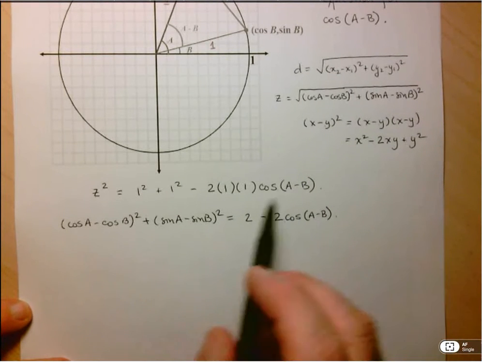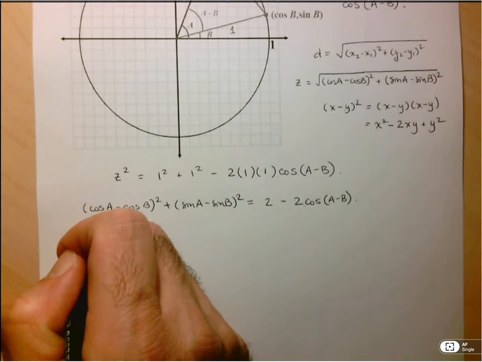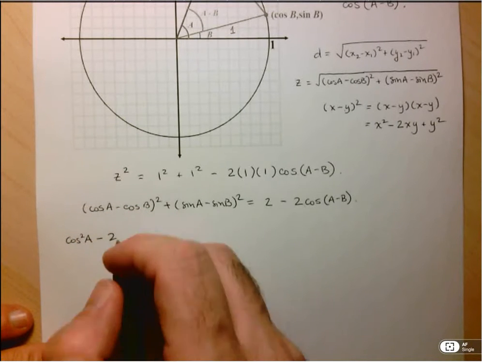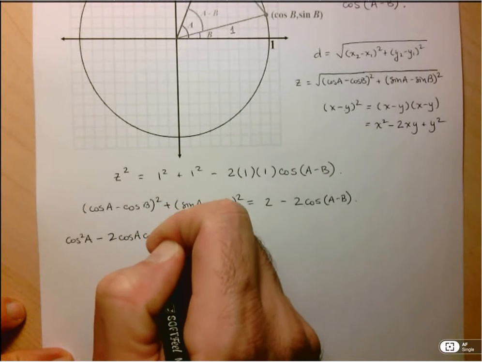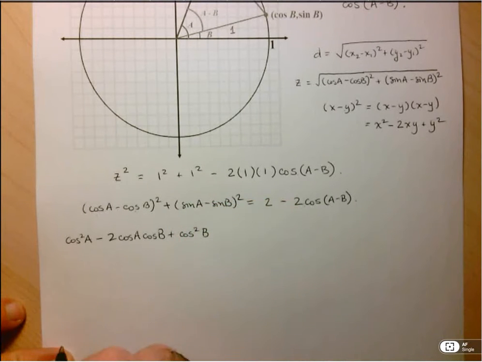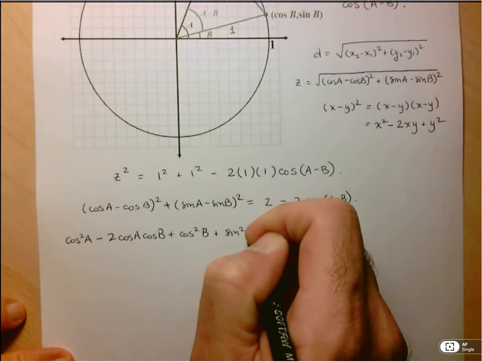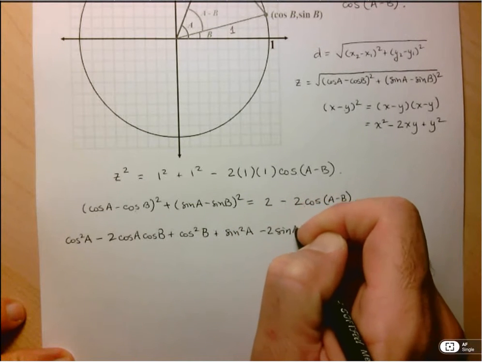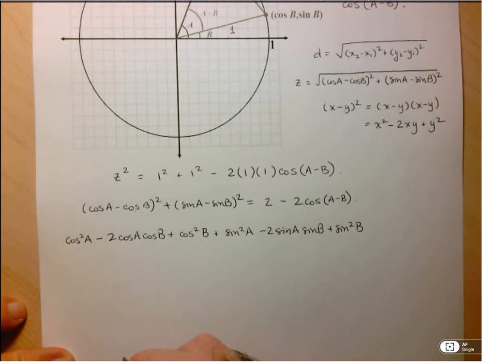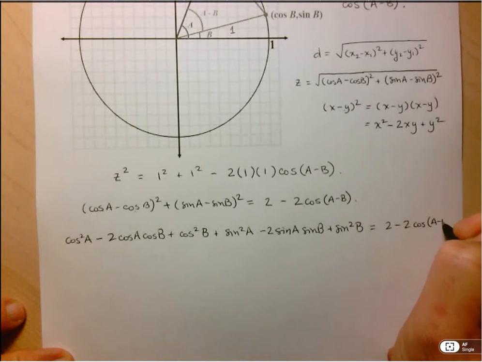So I'm going to apply this here to these two squares of binomials. It's going to be the square of the first, so cos squared A, minus 2 times the product of the two terms, so cos A cos B, plus the square of the second, so plus cos squared B. Now I'm going to do the same thing with the second one. I'll do this one a little faster. So this will be sine squared A minus 2 sine A sine B plus sine squared B. And let's not forget our right-hand side, 2 minus 2 cos of A minus B.